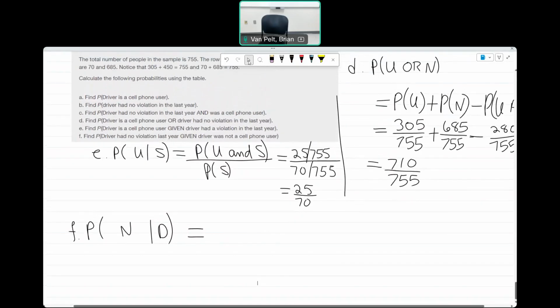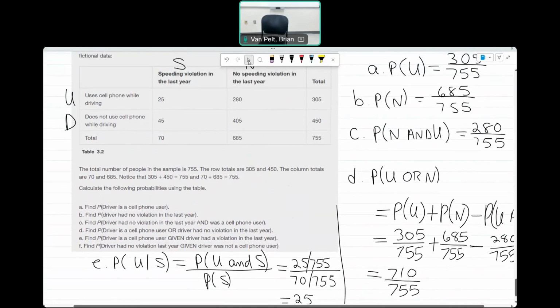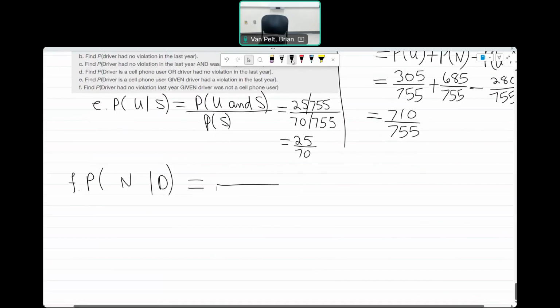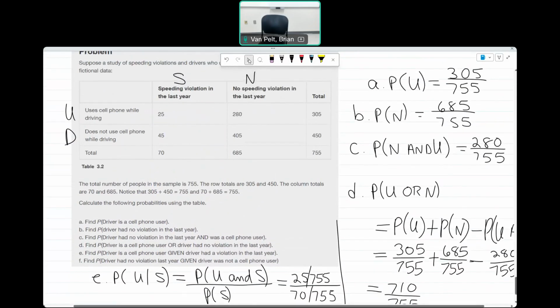So N given D, we're assuming that D is already true. If I'm assuming that D is already true, I'm talking about one of these 450, you understand? Some of those 450. So I already know down there is going to be 450. Now ask yourself, of those 450, how many of those were N? 405.